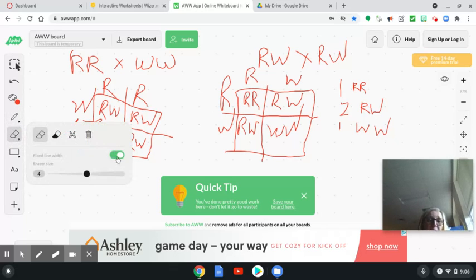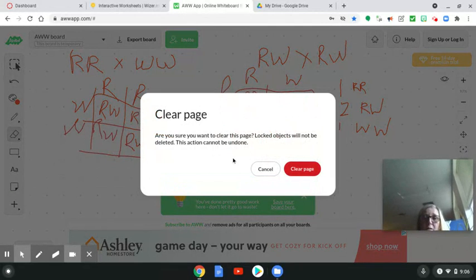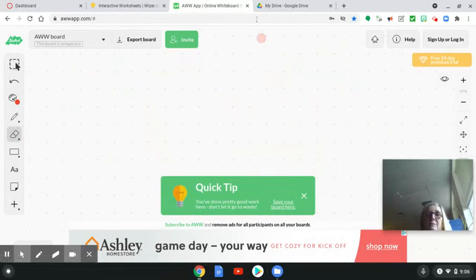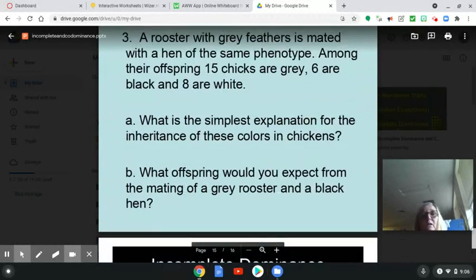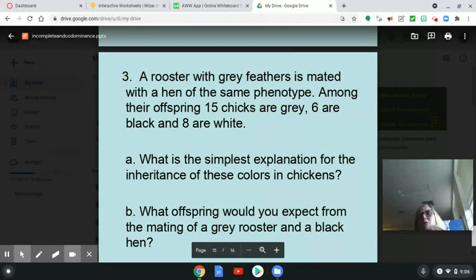Let me clear the page. Okay, next. A rooster with gray feathers is mated with a hen of the same phenotype. Among their offspring, 15 chicks are gray, 6 are black, 8 are white. What is the simplest explanation for the inheritance of this color?